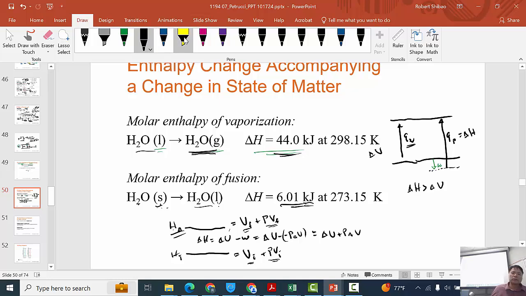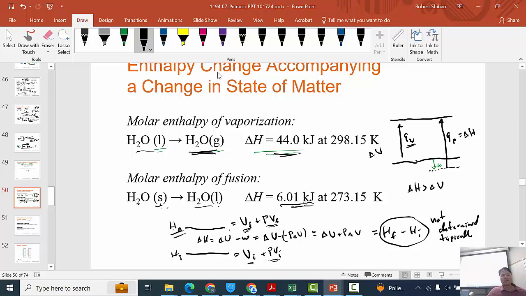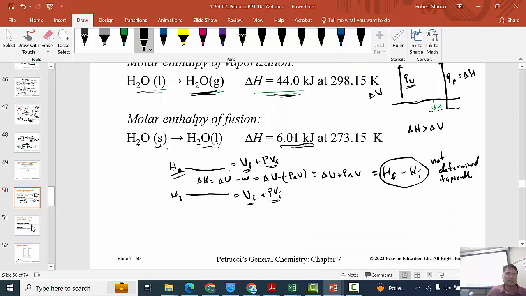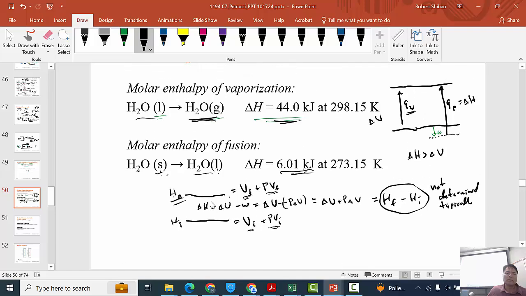Okay. And so what we're after, and we don't measure this way, is delta H equal to H final minus H initial. These are not determined, typically. And the reason they're not determined typically is because of the U. The U term has a potential energy in there, and the potential energy term is difficult to calculate, absolutely. So we want delta H's.